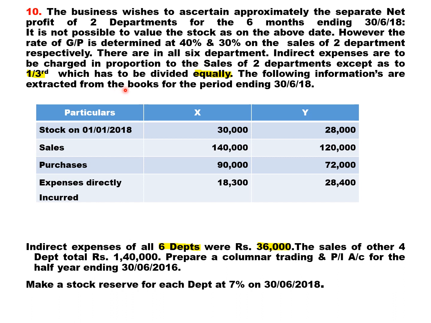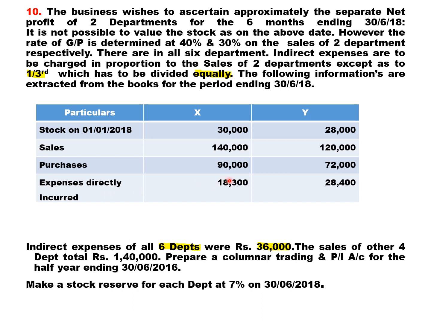And the following information was extracted from the books for the period ending 30/6/2018. So we have stock as on 1/1/18, called opening stock of Department X and Department Y. Sales specifically given for both the departments.